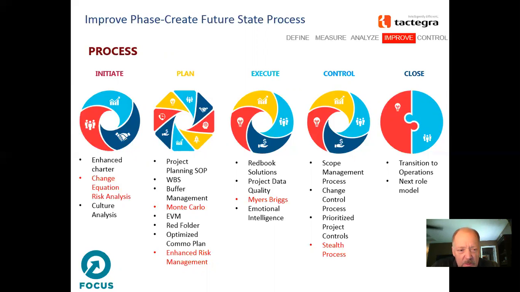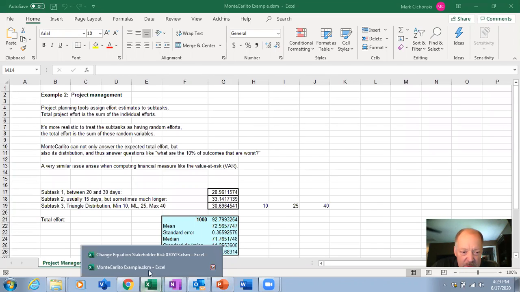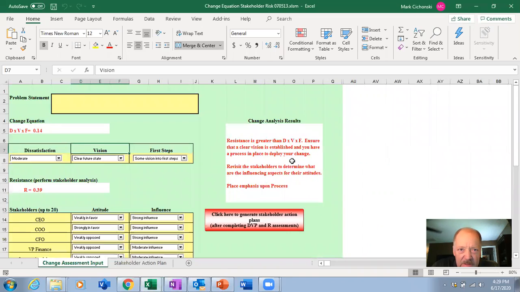So what I'd like to do is just go through these ones here that are in red, and we'll walk you through some of the examples of what these are. So the first one is the change equation risk analysis. And we talk about here in the plan phase, enhanced risk management, but this is really in the beginning when you're initiating the project. So what I'm going to do here is switch over to the template that we use.